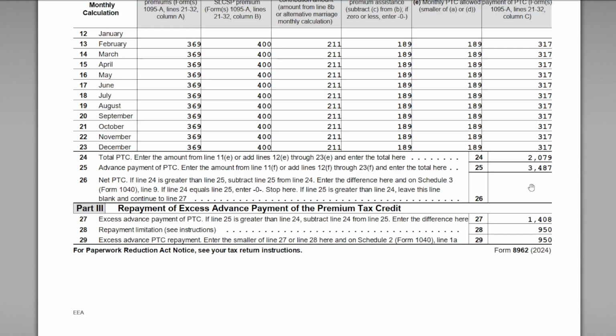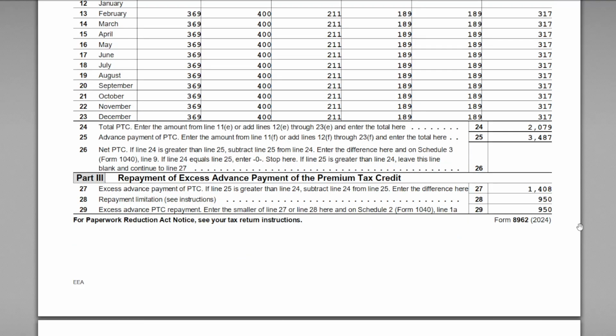All right. Now, if line 25 is greater than 24, leave this blank and move on to 27. And that's what's applicable here. The amount of our advance payment exceeds the amount of premium tax credit that we're eligible for, which indicates that we've got to repay some. All right. So we've left 26 blank and we're moving on to Part 3, line 27.